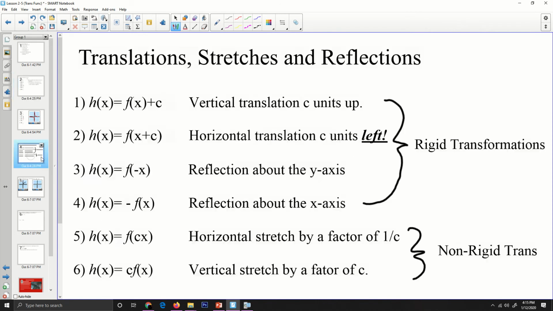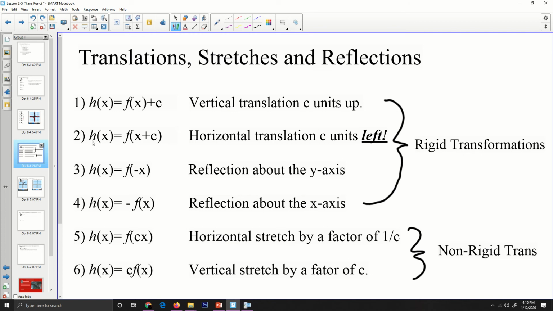Now we want to talk about transformations, some common transformations. If you took Honors Algebra 2 for me, you've seen this list before. I actually copied and pasted it from an Honors Algebra 2 lesson. But if f of x is a function, and you create a new function h by adding some constant, that is going to translate into a vertical translation of c units up.